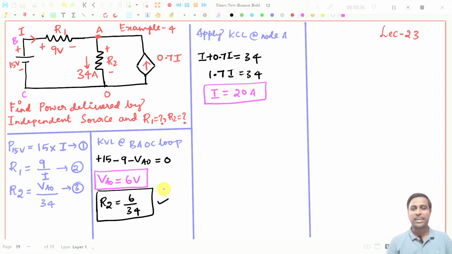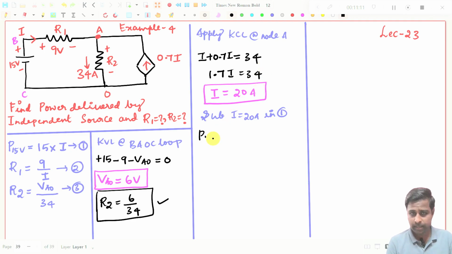See, we have found I. Using KVL, we have found what is VO. Using KCL, we have found what is I, right? So now you can substitute in these two expressions to get the power delivered by the 15 volt source, and R1. Simple. So you substitute I equal to 20 amperes in expression 1.